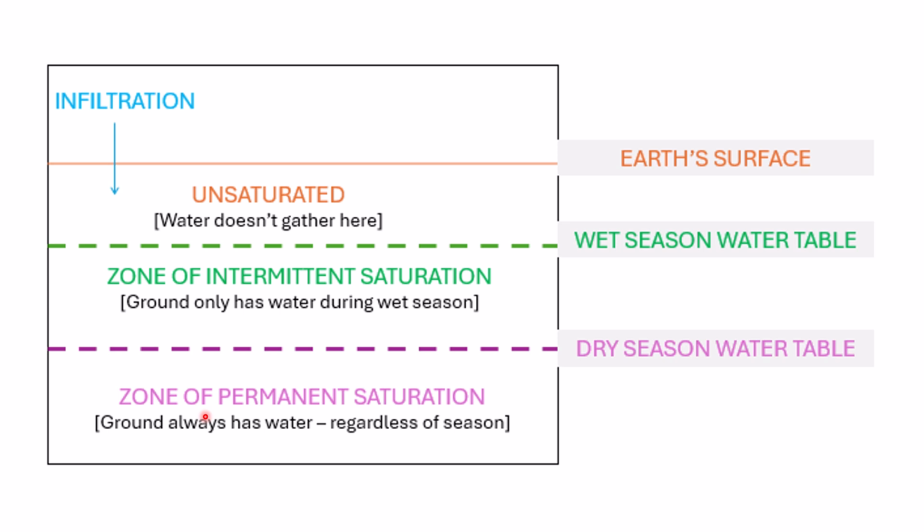However, during the wet season where there's added rain and added infiltration, the height of the water table is going to rise, and let's assume up to the point as seen in the diagram. That means that in the zone of intermittent saturation, there is only water in this part of the ground during the wet season.